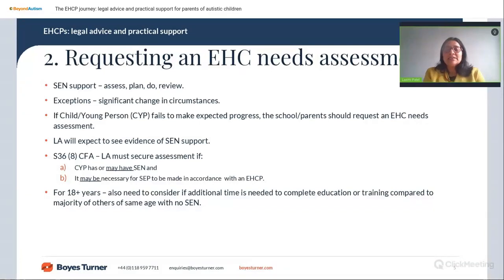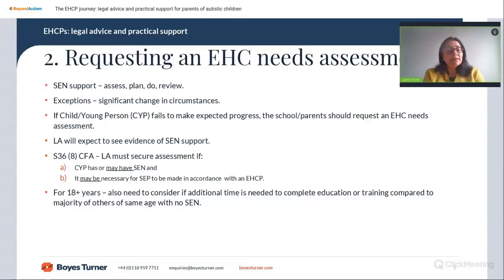If at the end of that it's felt that no matter what the school's doing, there aren't sufficient improvements, or there's not enough understanding perhaps of the child's needs, then the school and or parents would be looking at requesting an EHC needs assessment. And generally, if the child or the young person is failing to make the expected progress, then it's either the school or the parents can request the assessment. Local authorities will expect to see evidence of the SEND support that the school has put in place.